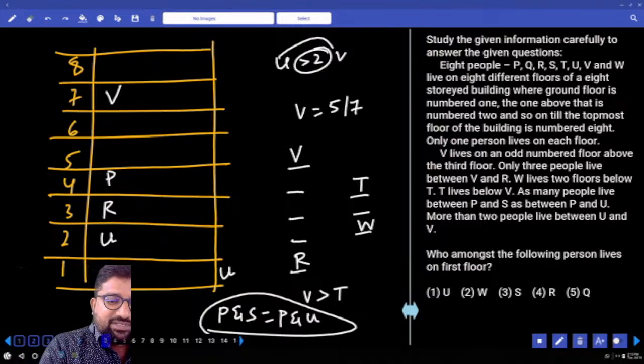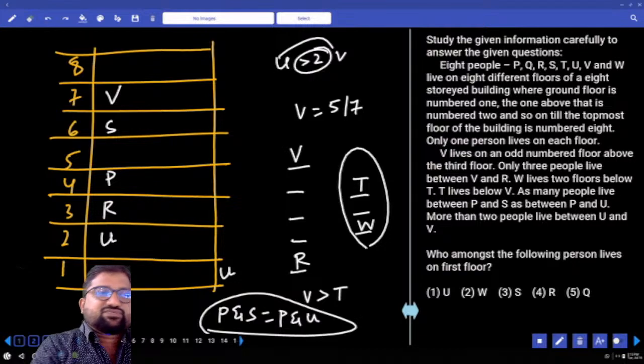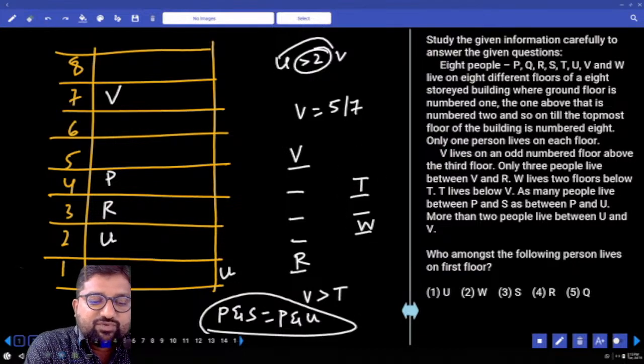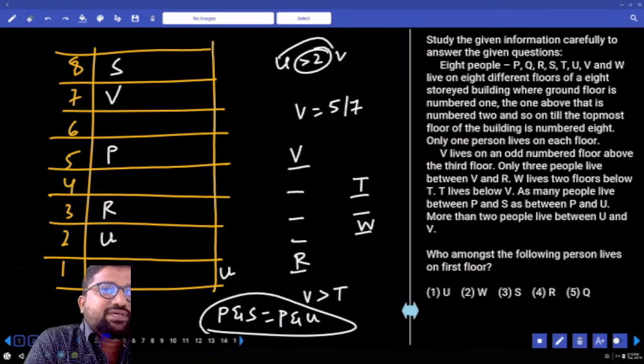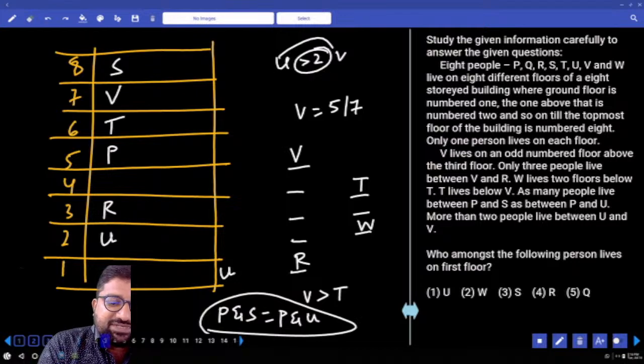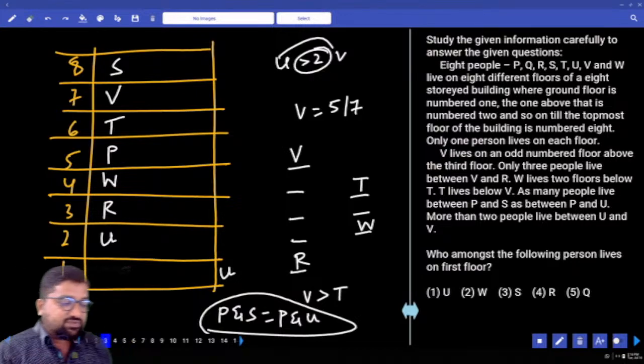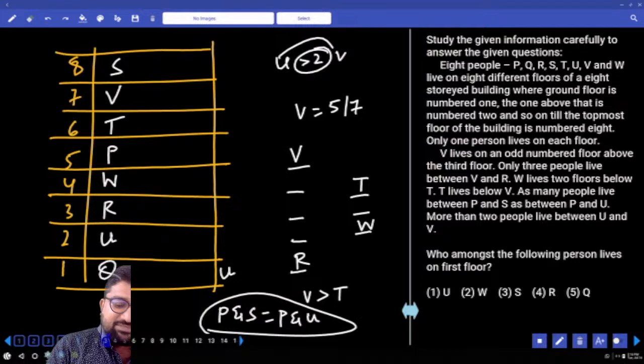If I go for P here, this is S. But I don't have place for T and W. So can I go for P there? No. If I go for P here, how many people between P and U? 2 people. 2 people between P and S. Do I have a place for T and W? Yes. And who is left out? There is one person left out. His name is Q. Simple.